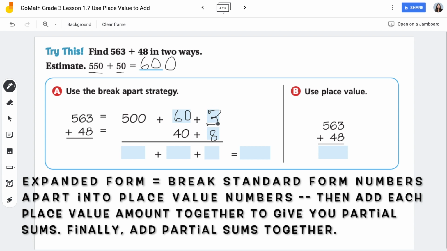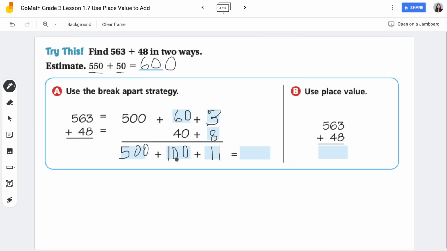Sometimes I like to touch the number as I add. That gives me 11. I've got 1 in the ones place, and I can keep it right there and just keep 11 there. I don't have to put the 10 above. Now I've got 60 plus 40. So 60 plus 40, I know 6 plus 4 is 10. So I've got 10 tens, or 100. And 500. So now, to find my total sum, I've got 500 plus 100 plus 11. So 500 plus 100 is 600, plus 11.